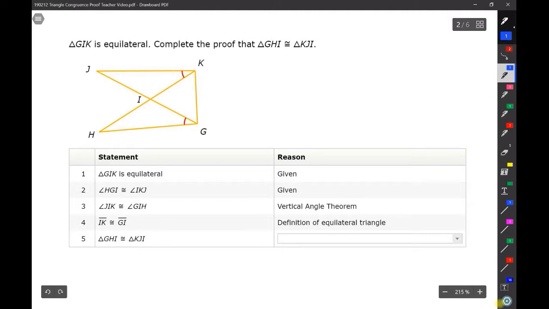All right, so we have some given information both in the diagram and written across the top of the problem. First thing you can see is that it says triangle GIK is equilateral. What does it mean to be an equilateral triangle? Anybody got an idea? What's equal? Equal sides and equal angle measures. Okay, so all the sides, you want to jot that down if you don't remember, all the sides and all the angles are equal measure.